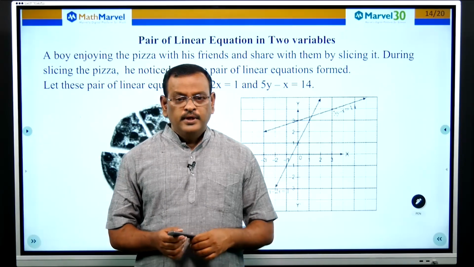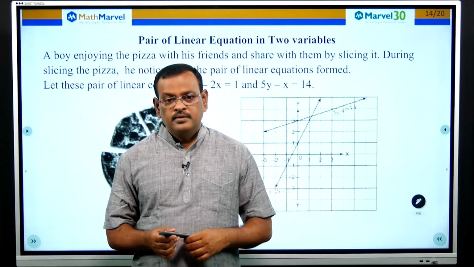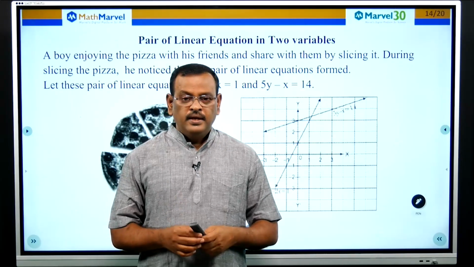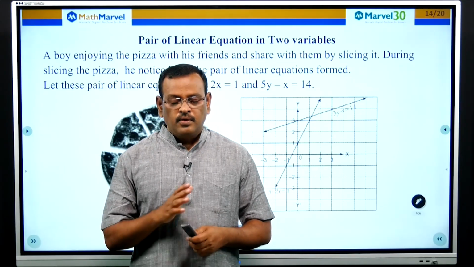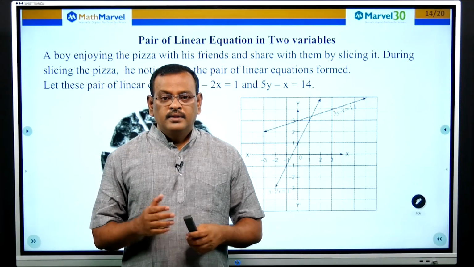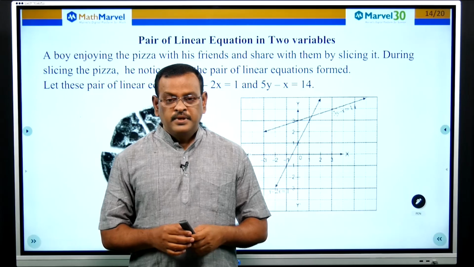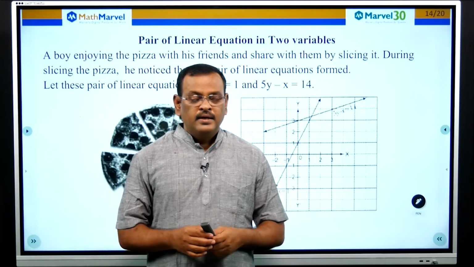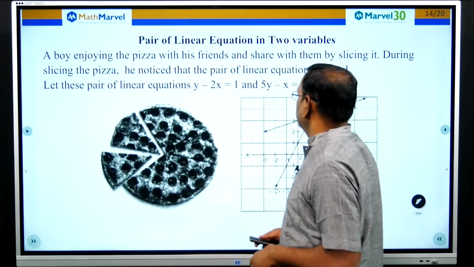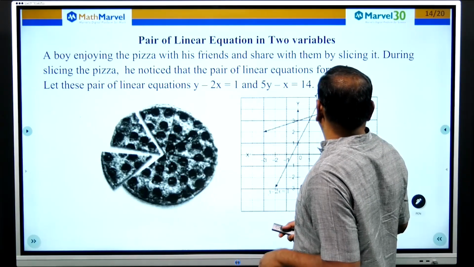This year you have a new question pattern, so Marvel is planning to upload free case study based questions for all the chapters except geometrical construction, and this is one example of a case based question in linear equations. The given data: a boy enjoying pizza with his friends and sharing it with them by slicing it.